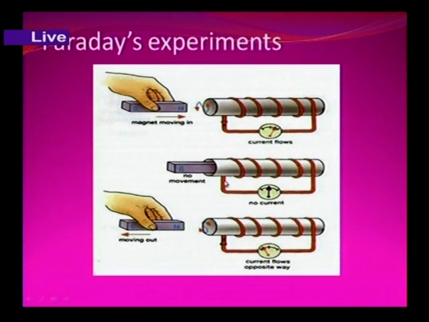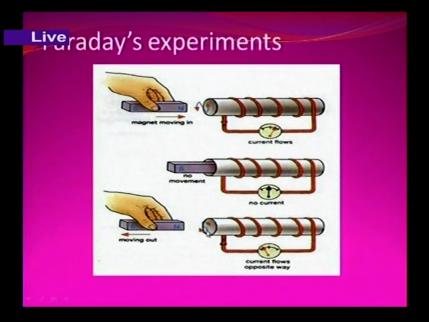Yes, there is no deflection. So that is why here also, in this case, the north pole of the bar magnet is stationary within the coil. So that is why in this galvanometer there is no deflection.